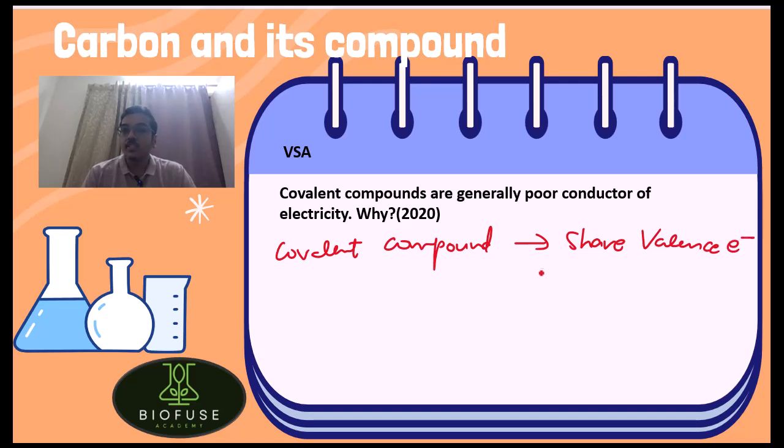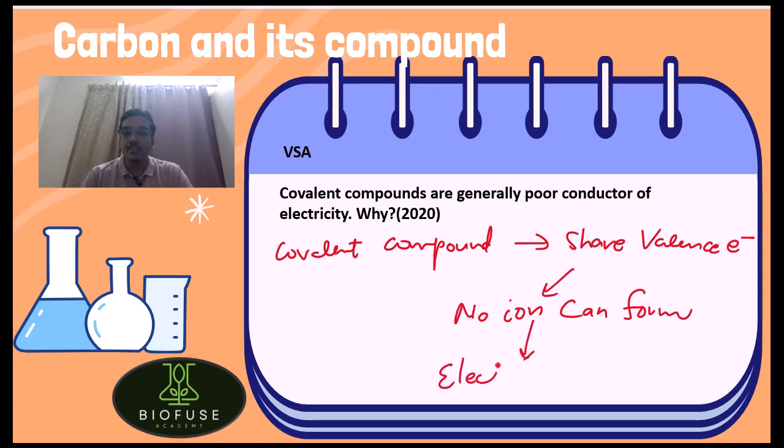valence electron. So since the covalent compounds are sharing the valence electron, no ion can form. So without ion formation, electricity will not be conducted. No ion is formed. If you mention these two keywords correctly, this will be the perfect answer. Okay guys, now we will go for the next question.